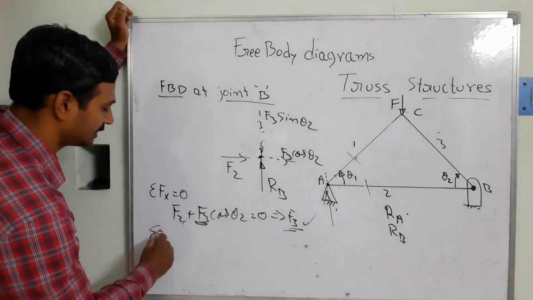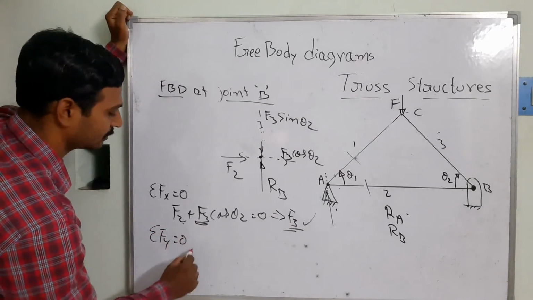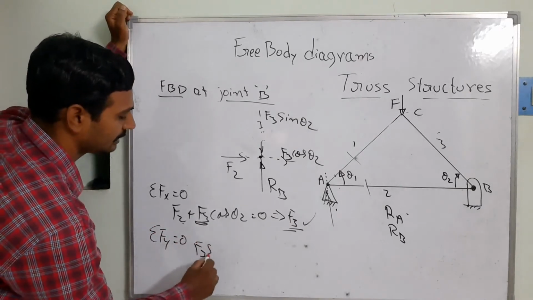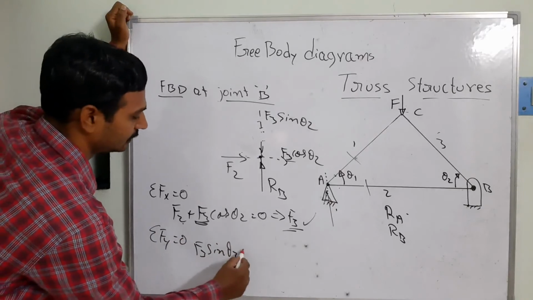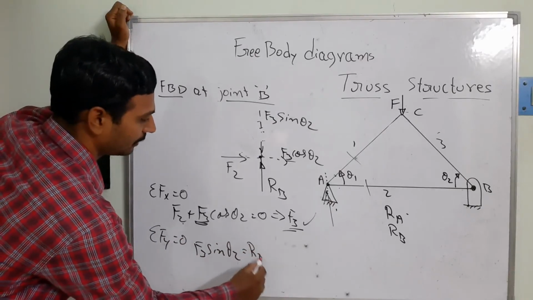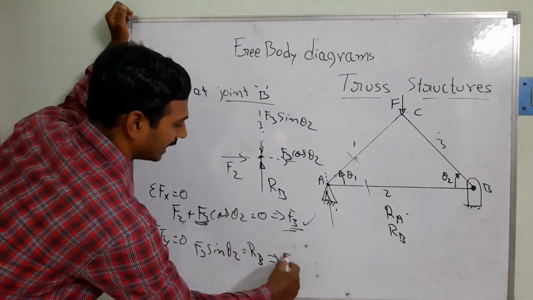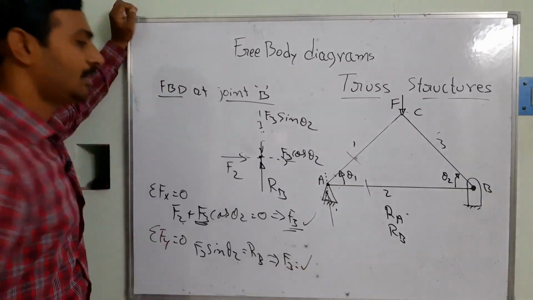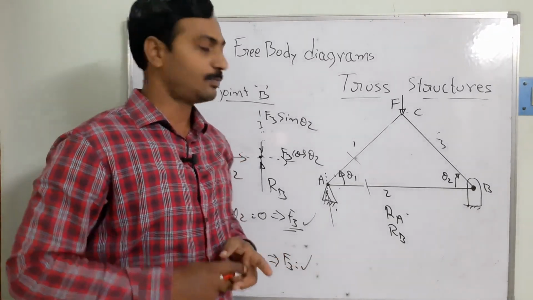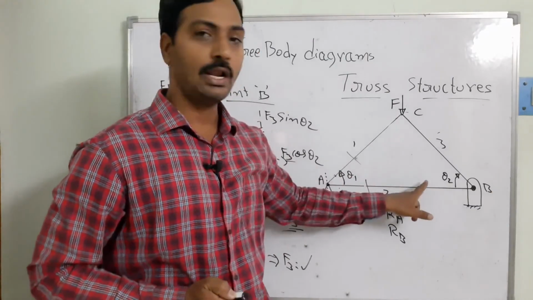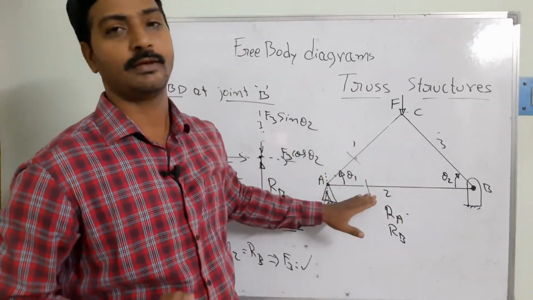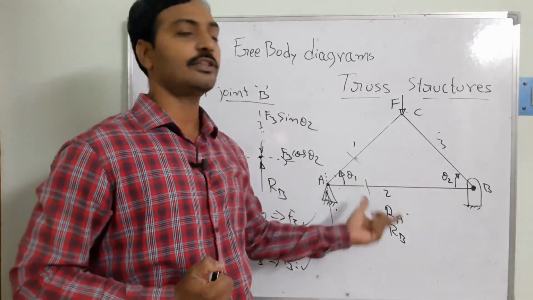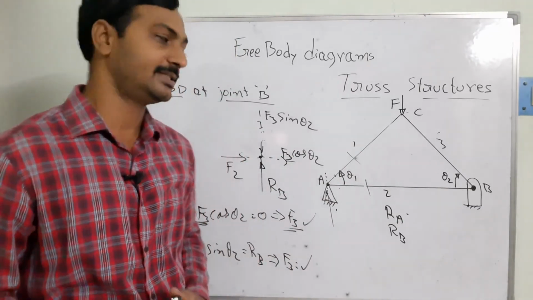Suppose you take sigma Fy equal to 0, that's going to be F3 sin theta 2 is equal to RB. From this equation also we can calculate the F3 value. This is possible when we know the angle theta 1 or the geometry of these members, that means the lengths of the members. If you know them, we can calculate easily.